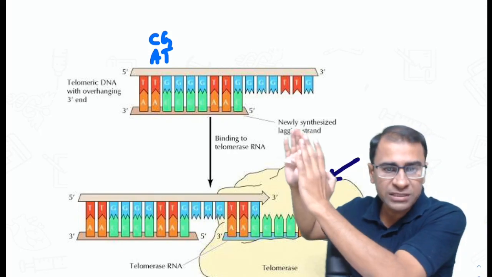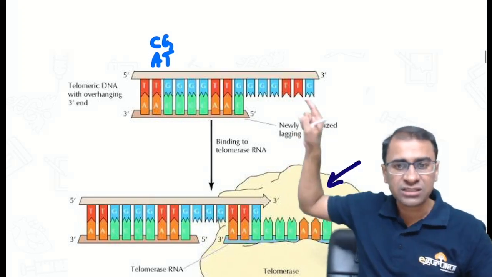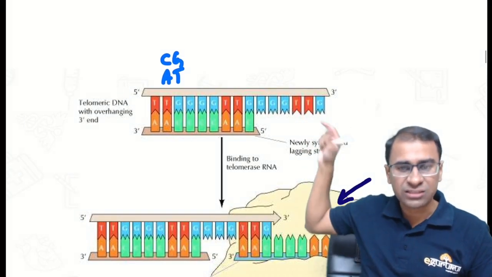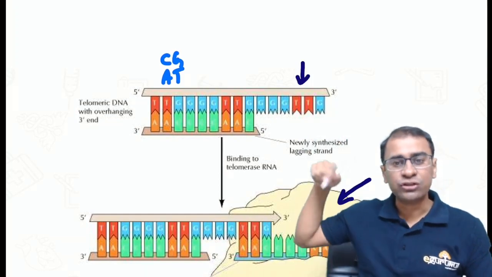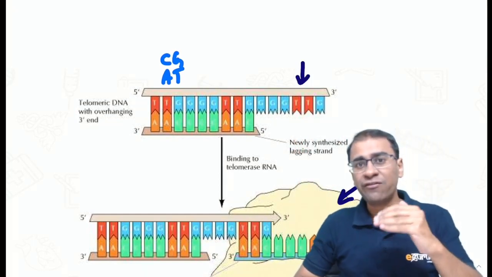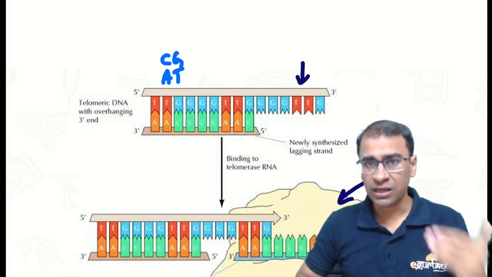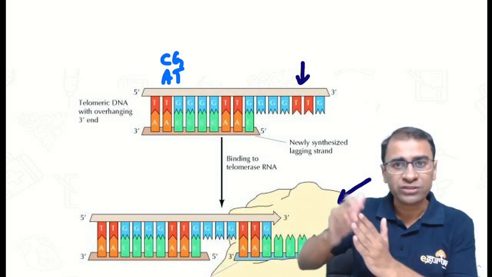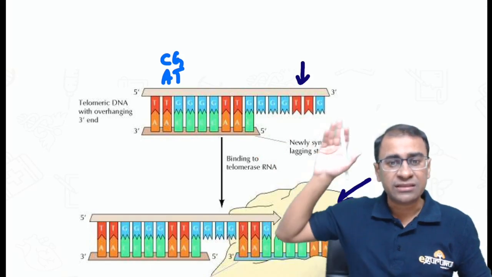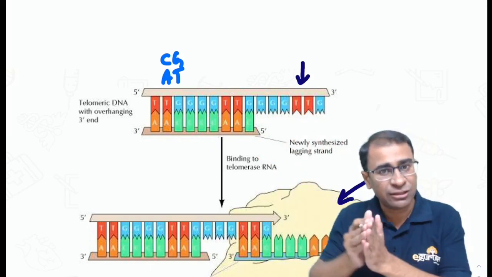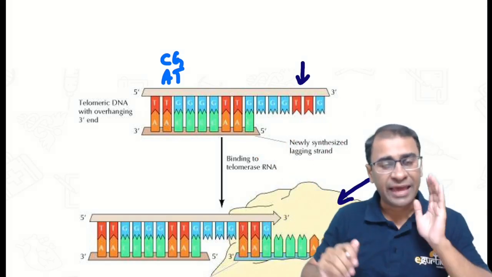So if the chromosome is like this, the ends are just increasing, like this is overhanging. Look, this is overhanging ends. These overhanging ends are often recognized by our own body as DNA breaks, so our body will always try to repair it. But actually, this is not to repair, it is actually to maintain the chromosome length.